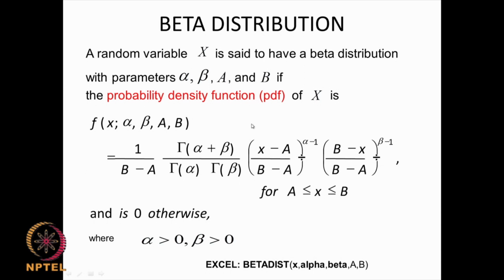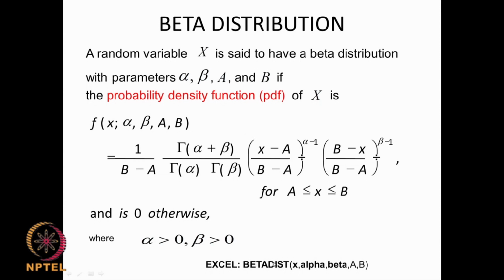So, here we have 4 parameters a, b, alpha and beta. Your x will lie between a and b, and alpha and beta are 2 parameters which are always greater than 0. So, we can always have a as 0 and b as 1. So, x may be lying between 0 and 1. That gives you a simplified version of the beta probability density function.